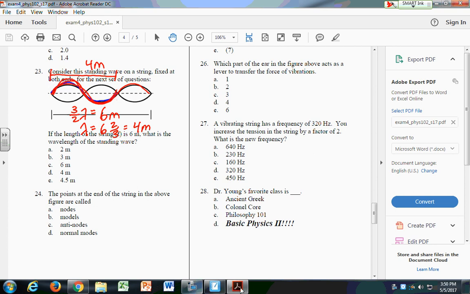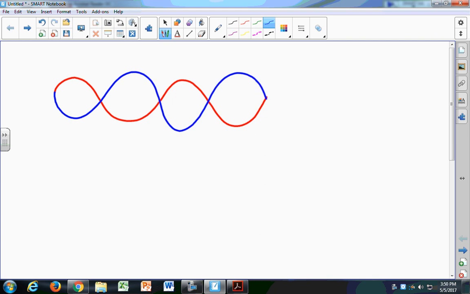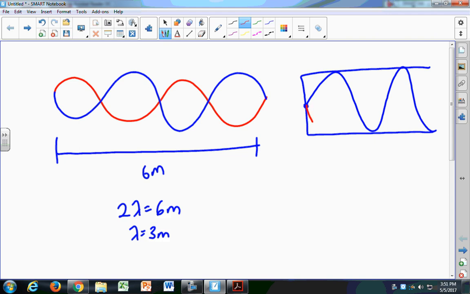Follow? All right. But I could do a different shape. Instead of having three, I could have 4 peaks. If this was 6 meters, then I would not say 1.5 wavelengths. I would say 2 wavelengths is equal to 6 meters. So lambda is equal to 3 meters. So you have two distinct wavelengths, one here and one here. I start here, that's one, that's two. Similarly, if I have an open-closed pipe, the node down here, how many wavelengths is that? Well, I know it's going to be an increment of quarter wavelengths, not half wavelengths.